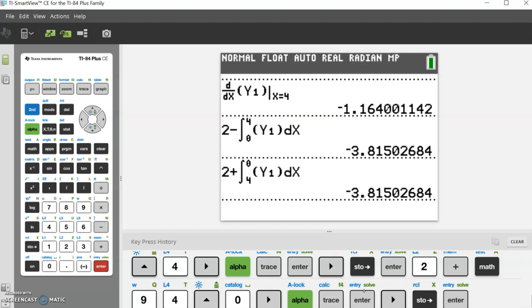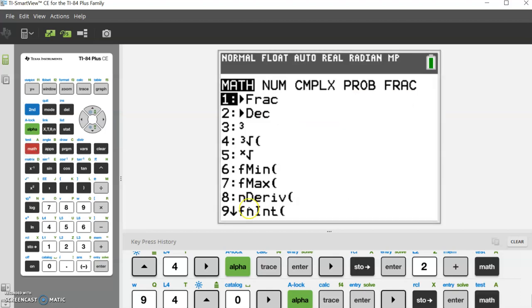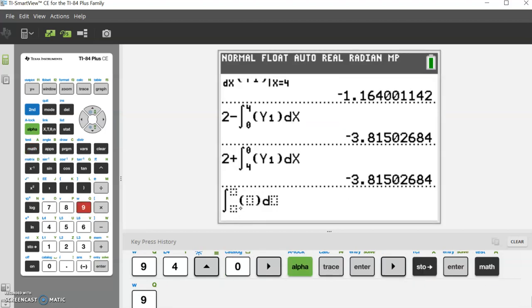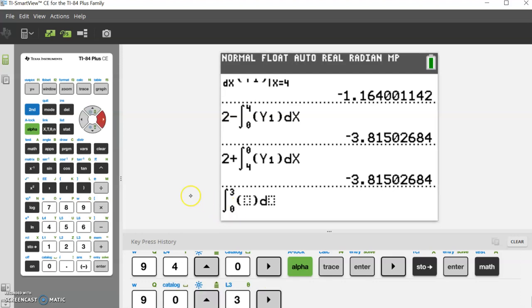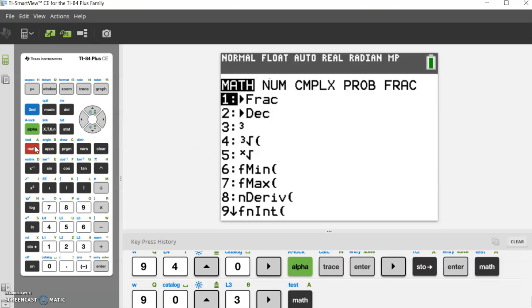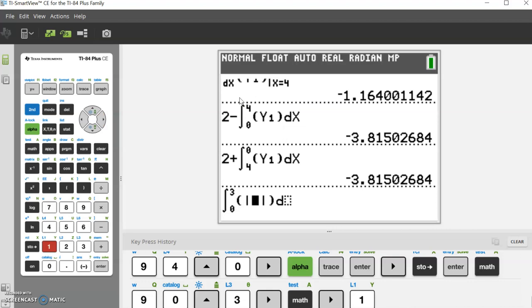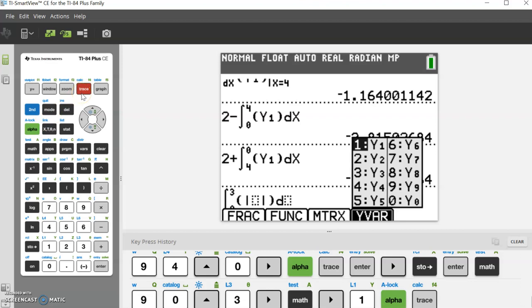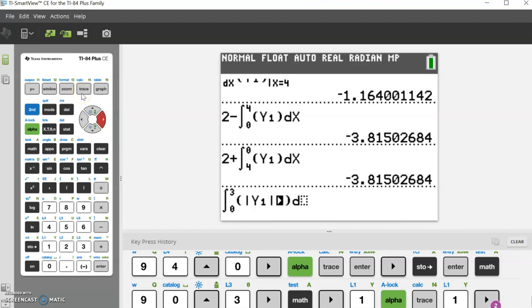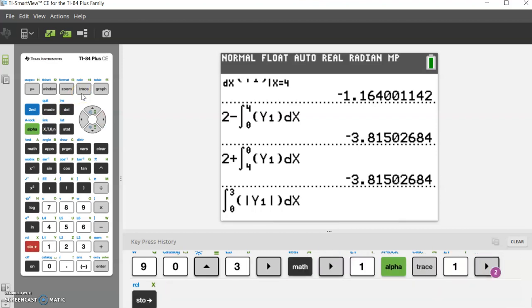And so I'm going to go ahead and go into the math menu and number 9 and from 0 to 3. And here's where it gets a little tricky. I need to get the absolute value on here. So if I go under math and I go over to the number, right here where it says number, so just arrow over. First one is absolute value, so I'm going to go ahead and use that, absolute value of Y1, alpha, trace, number 1, Y1, dt. So there I am.